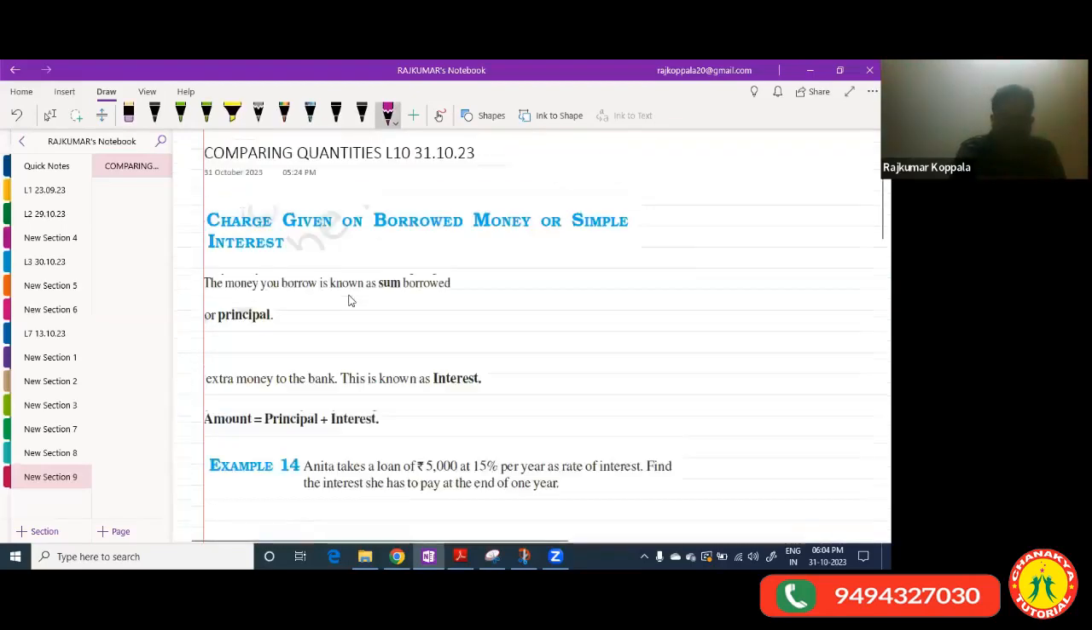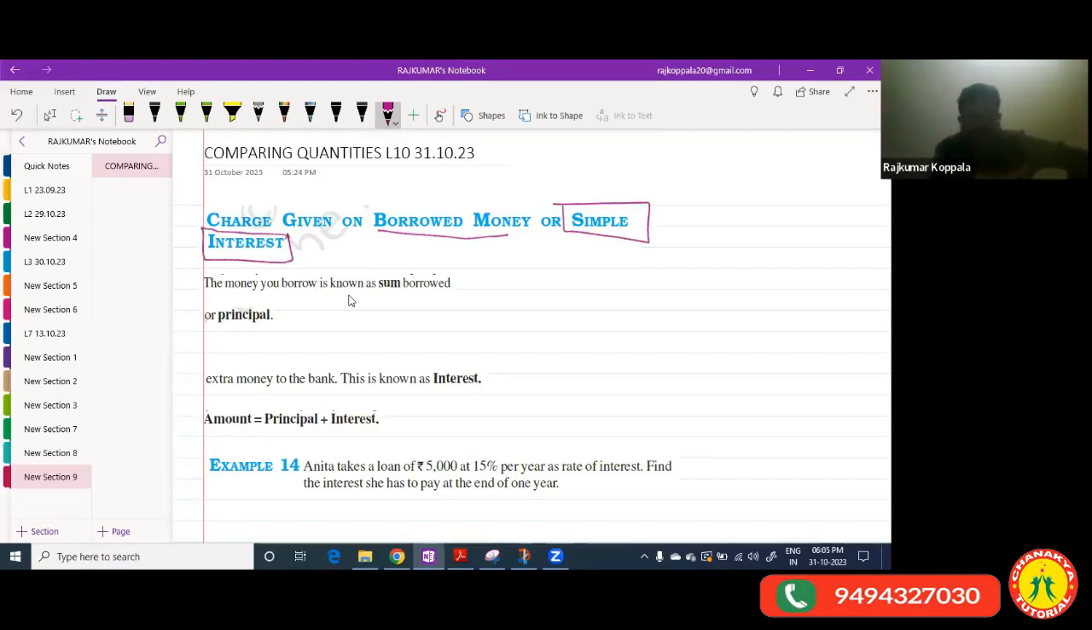Now we have completed two topics: one is percentages, and another one is cost price, selling price, profit, loss, profit percentage, and loss percentage. Keep this in your mind. Okay, so now the charge given on borrowed money, or simple interest. This is very, very important.